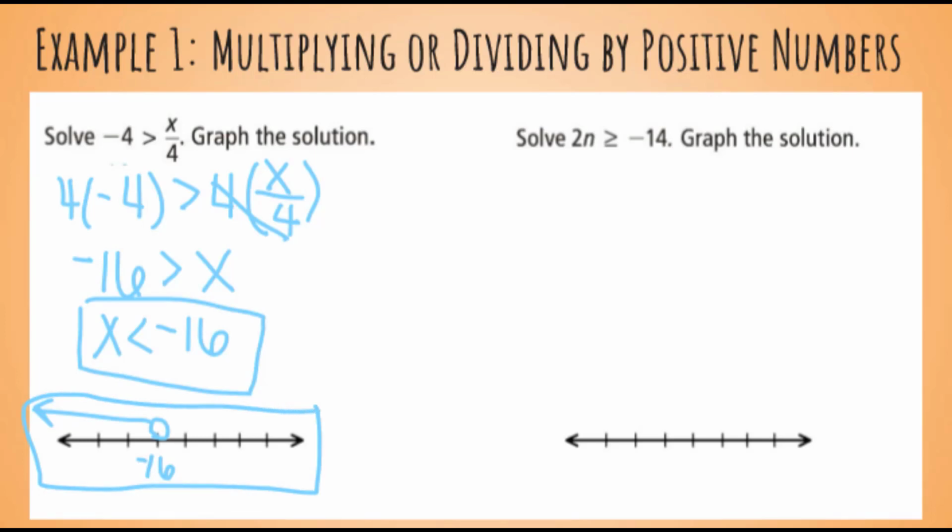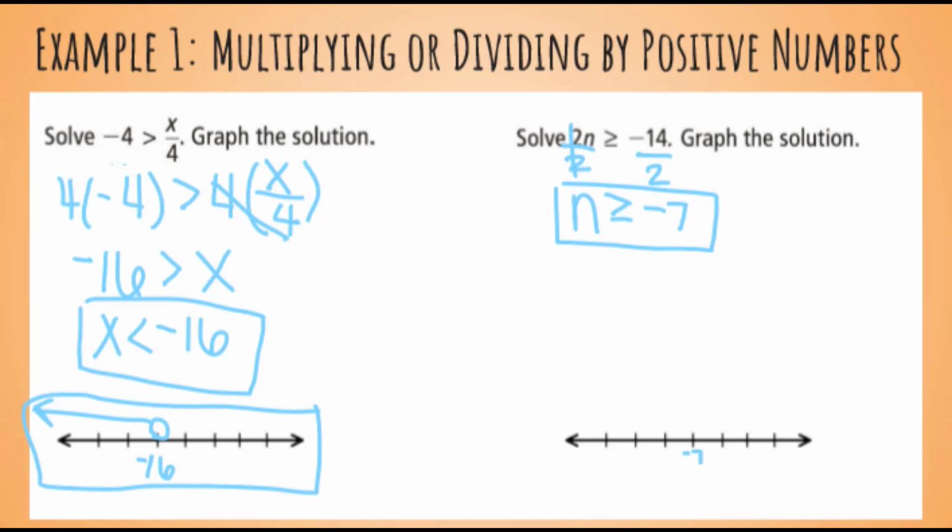For the next problem, it says solve 2n is greater than or equal to -14 and graph the solution. So over here we have 2 times n. So we want to divide both sides by 2. That's the opposite operation of multiplication. So our 2's here are going to cancel and we're left with n is greater than or equal to -14 divided by 2 is -7. So here's our solution, and then we need to graph this.